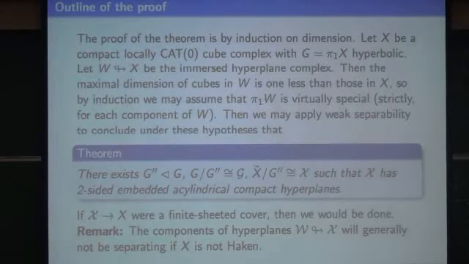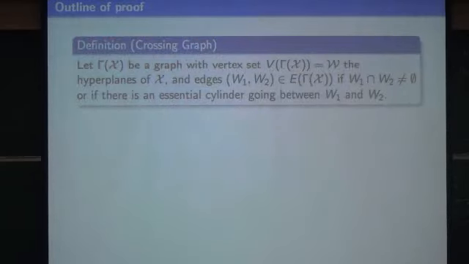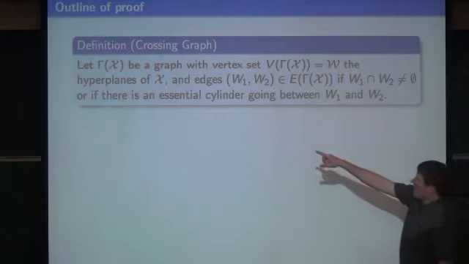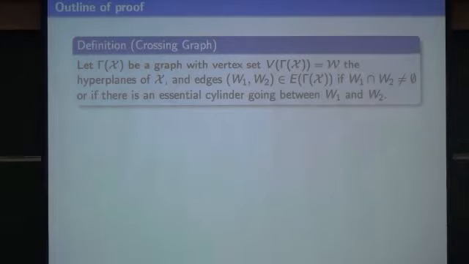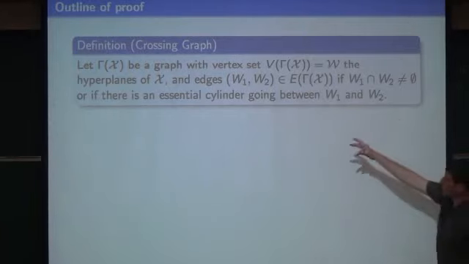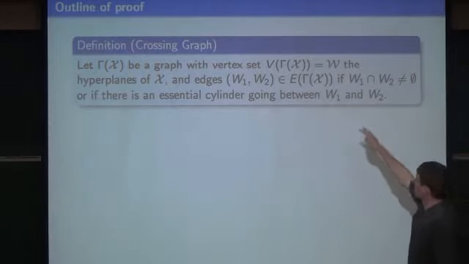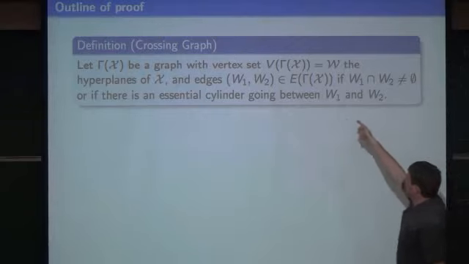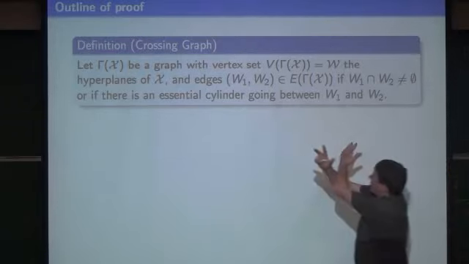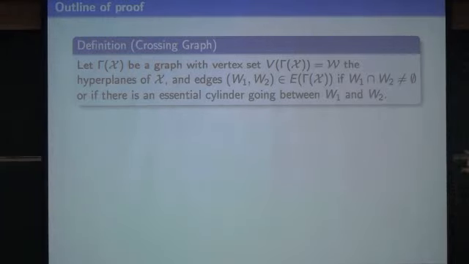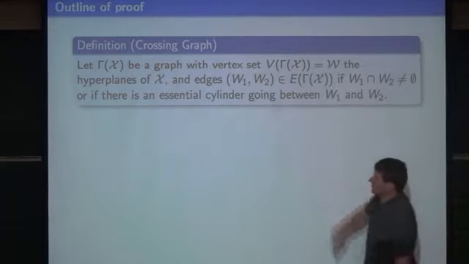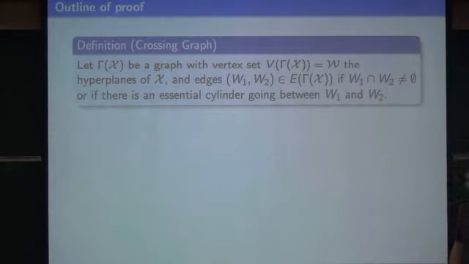And so the rest of the argument, I don't need the inductive hypothesis really again. So now we'll define the crossing graph. Let gamma of X be a graph with vertex set the walls of this covering space, the hyperplanes of this covering space, and the edges. I'll have an edge if the two walls cross each other, or if there's an essential cylinder going between them. But let's ignore this for now. Let's assume that there's no essential cylinders, just for simplicity.